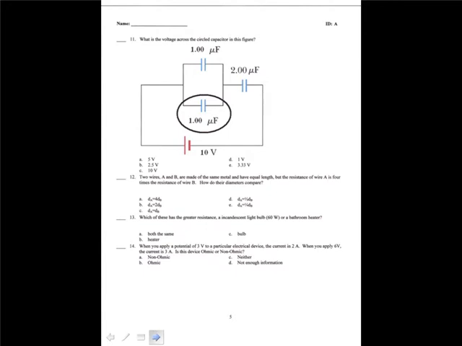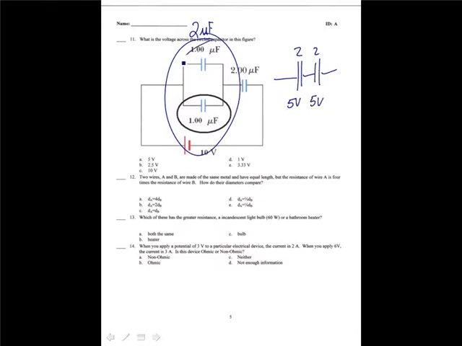What is the voltage across the circled capacitor in this figure? You should have been able to do this fairly quickly. These two capacitors combine to give you an equivalent of 2 microfarad. So you could replace this circuit with two 2 microfarad capacitors. Since they're the same, they both carry 5 volts. So the equivalent of these 2 capacitors has a 5 volt potential, and since these are in parallel, they both have 5 volts as well. So the answer is A, 5 volts.